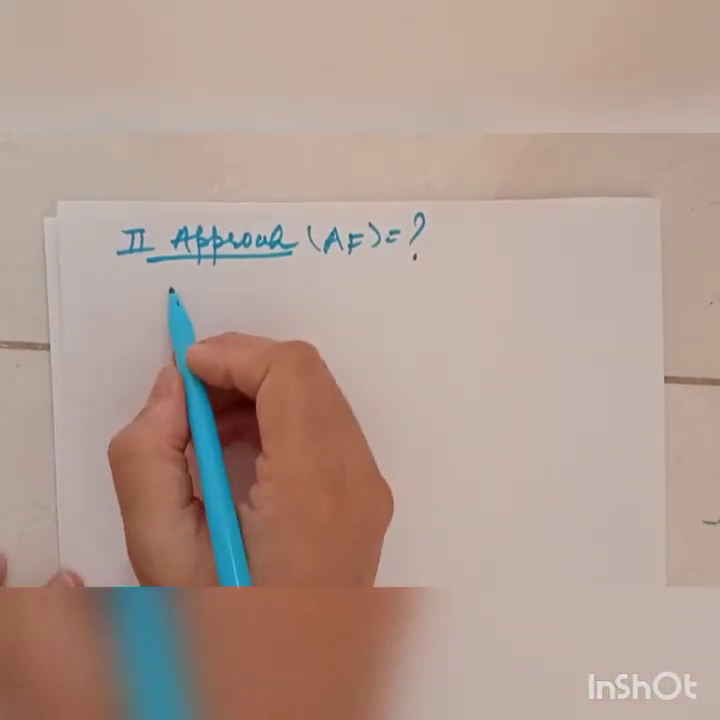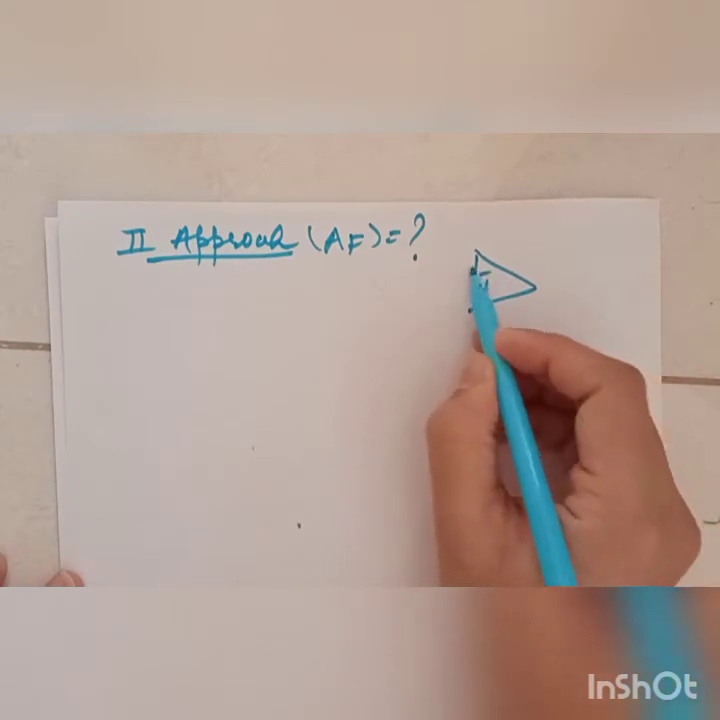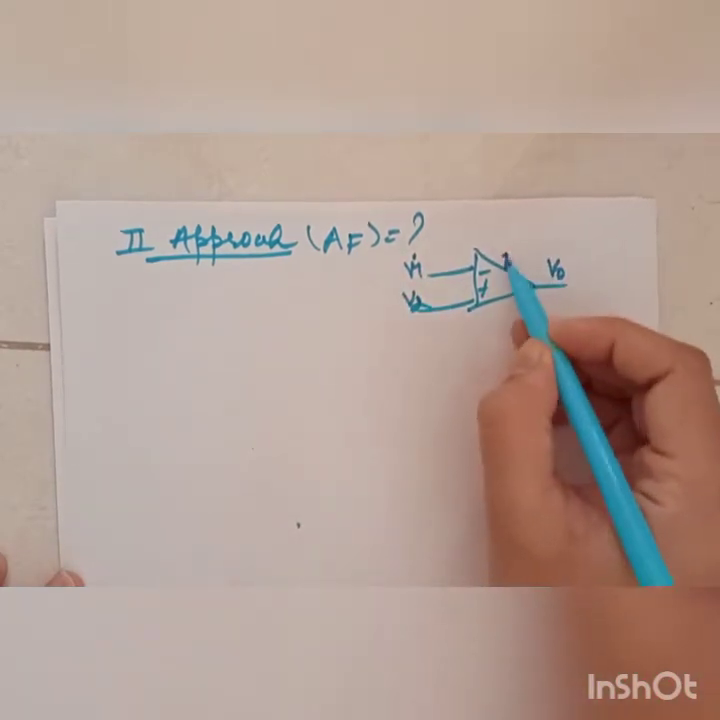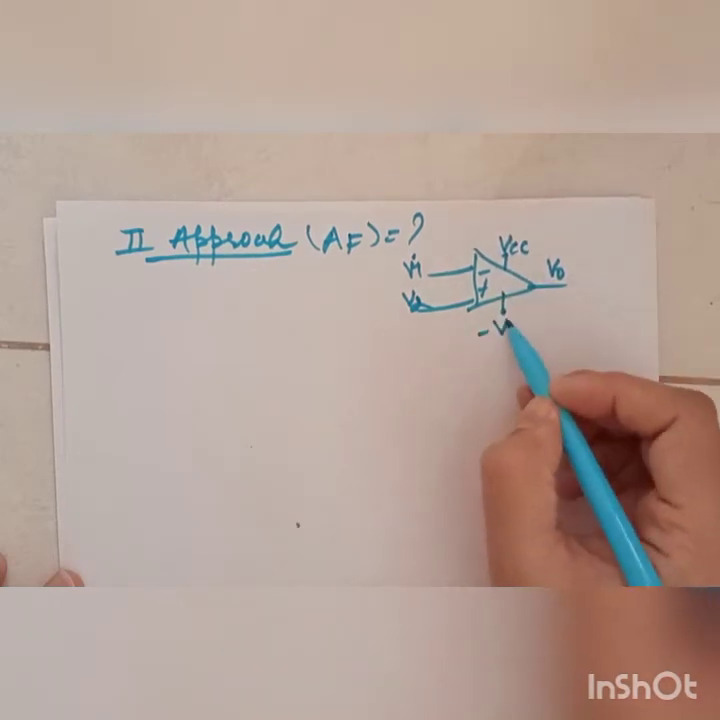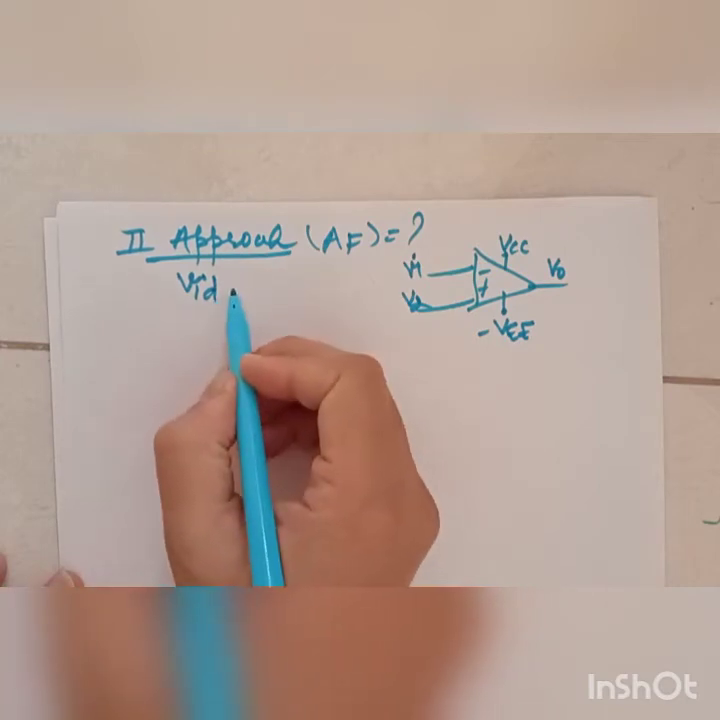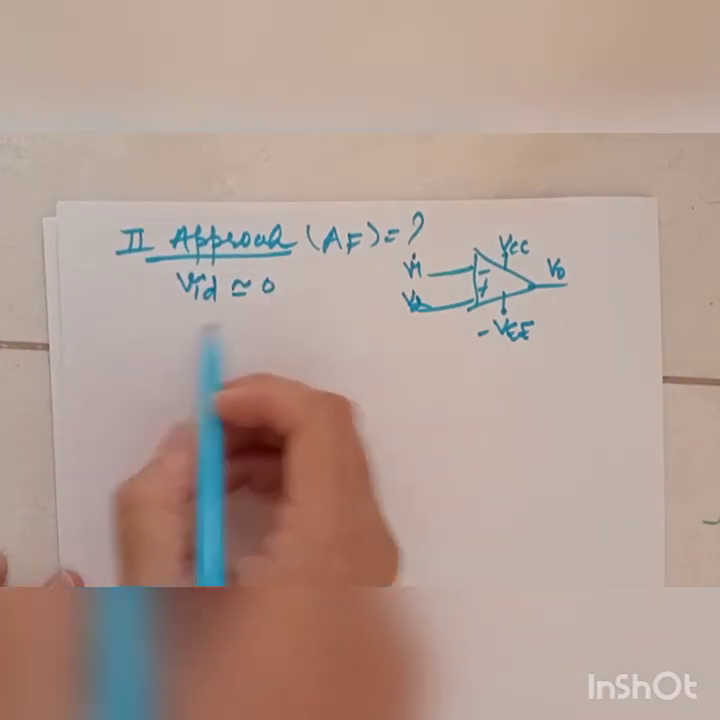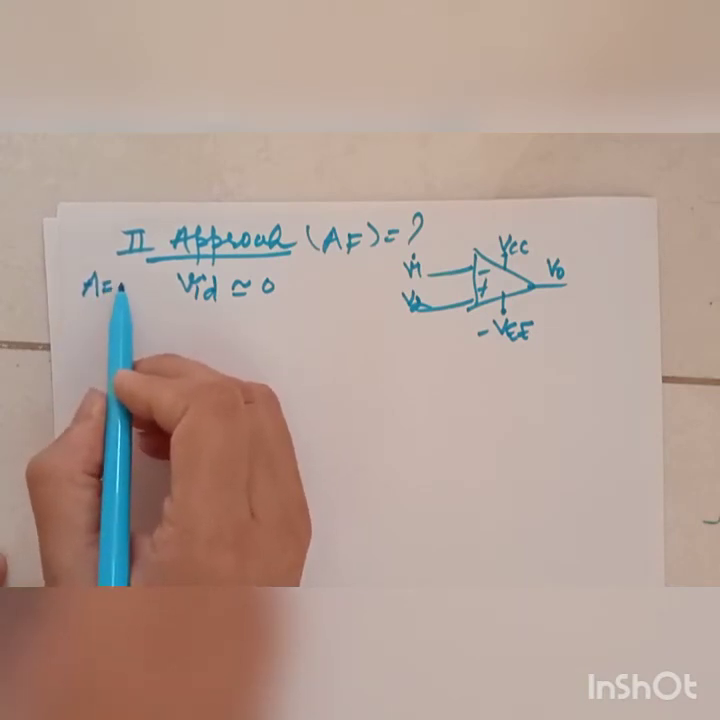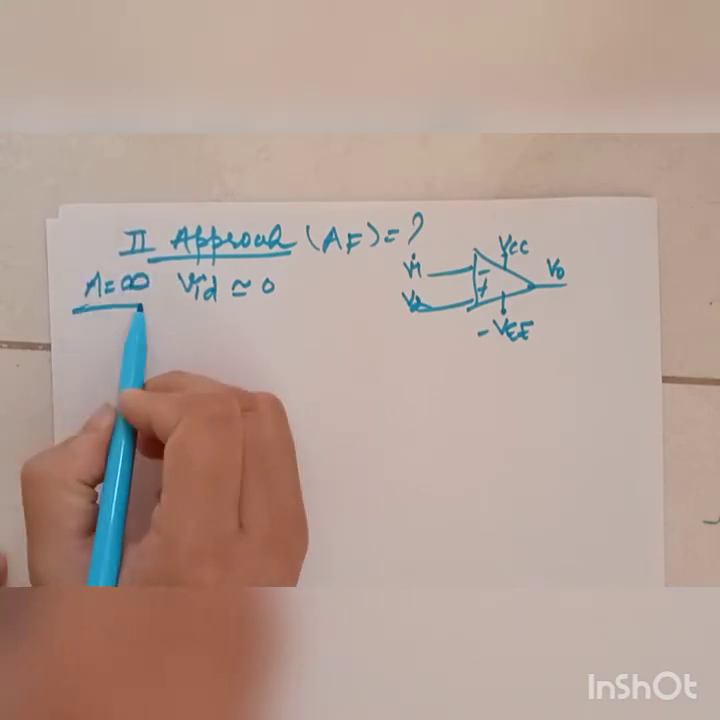Now you know already, if you have an op amp here, this is plus, this is minus here, this is V1 say, this is V2 here, this is V0, this is VCC, and this is minus VEE. So we already know that VID is equal to 0. That is open loop gain. We know that open loop gain ideally is how much? Ideally it is infinite, right?